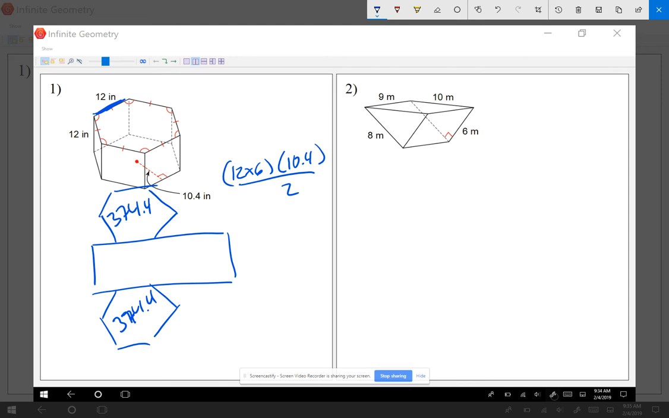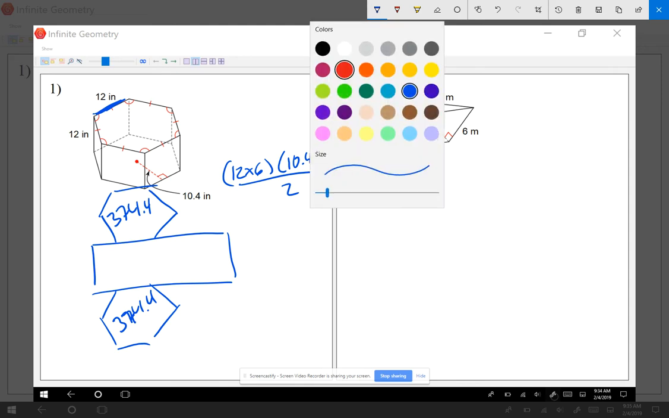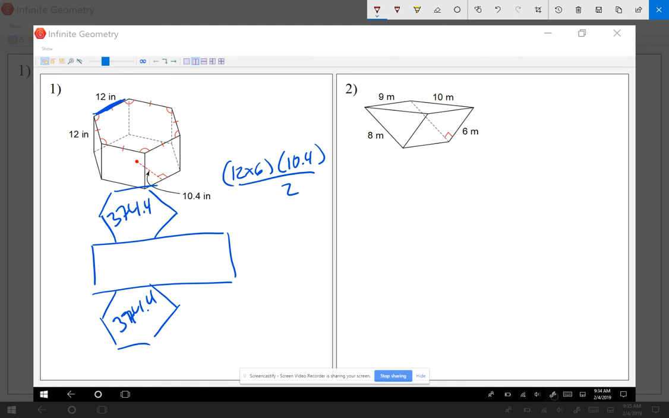Now, the big rectangle in the center, let me change this to red. The distance between the bases, the number that has nothing to do with the bases, happens to be 12. That's the short side of the rectangle. Now, the long side is the perimeter of the base. Each side is 12. There's 6 of them. I'm going to call this 72. So I'm just looking at a 72 by 12 rectangle. I'm just going to multiply 72 times 12, and I get 864.